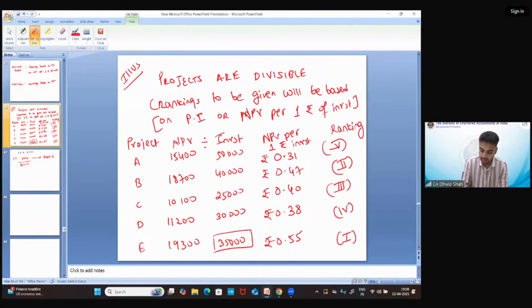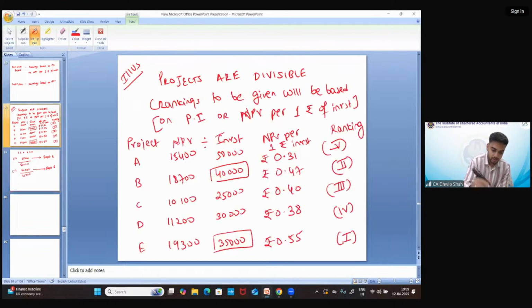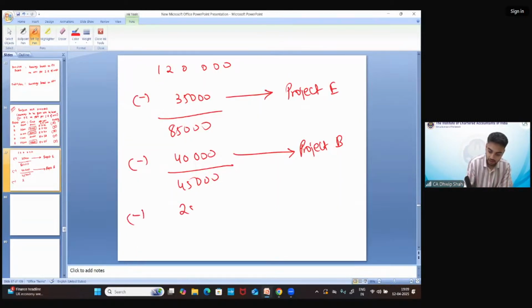Go for the second best ranking, which is 40,000. Will I be able to take entire project B? Yes, I have 85,000 still in my kitty. So take project B as well. How much is left? 45,000 still balance in my kitty. Go for third ranking. Project C is 25,000. Will I be able to take entire project C? Yes, I have enough funds. Take it. How much is left? 20,000 balance in the kitty.